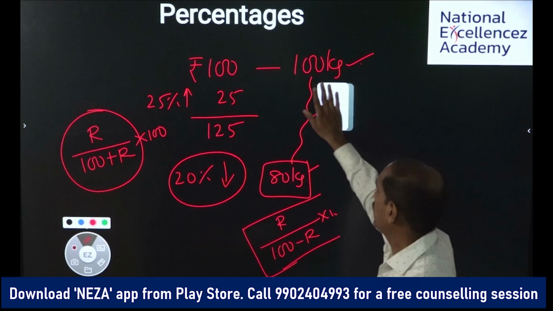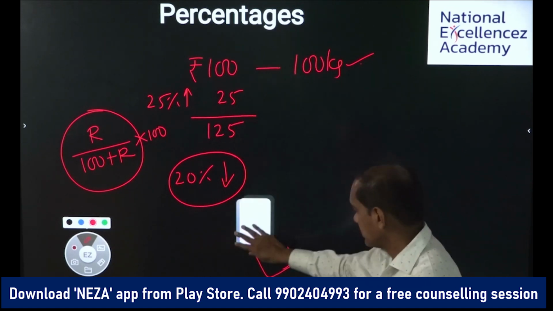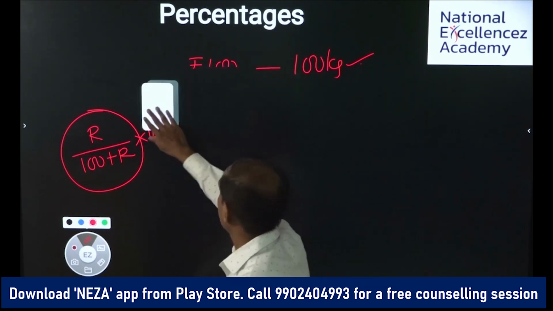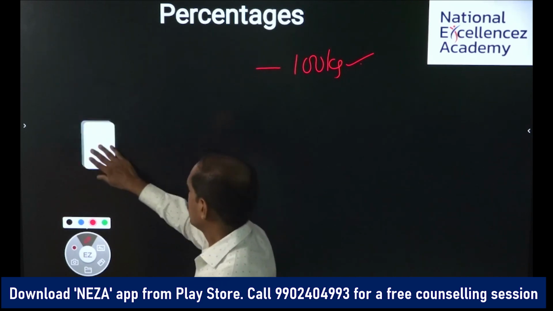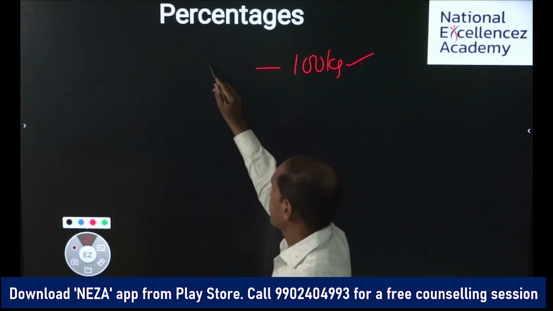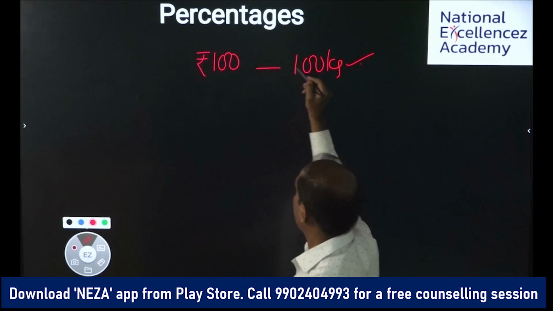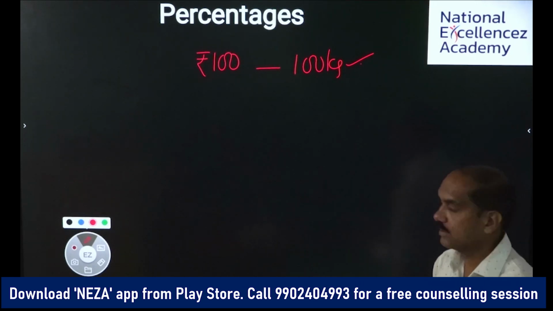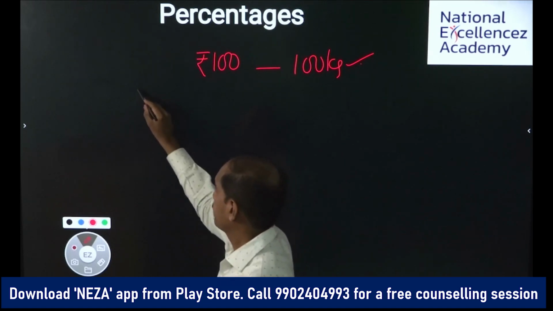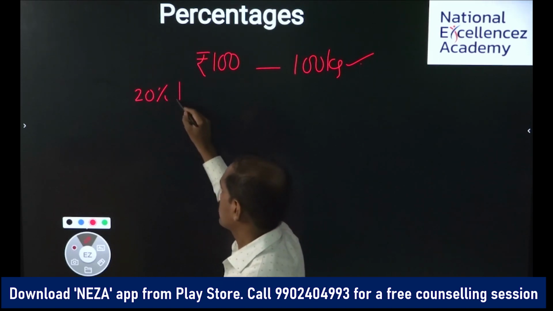First I will solve it without using this formula, without using the trick. Then we will do it using the trick. Daily you pay 100 rupees there and you buy 100 kg. But on one fine day, he said the price is reduced by 20%.